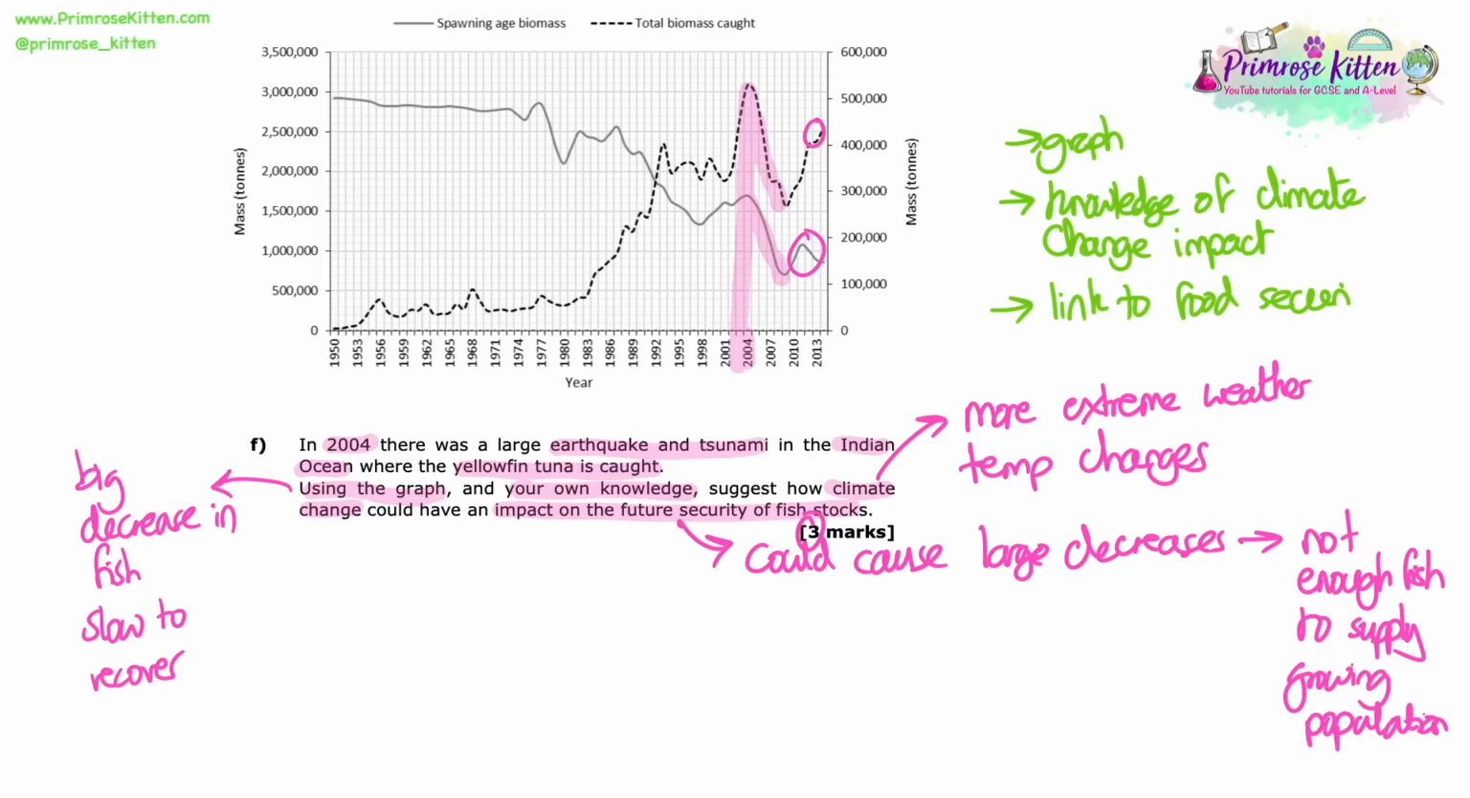And then we've got to link that to food security for the third mark. So what do we understand about food security? So having a regular, safe, stable supply, enough to feed the people that we need to feed in an area. And so having an impact of climate change on that could obviously reduce that security.